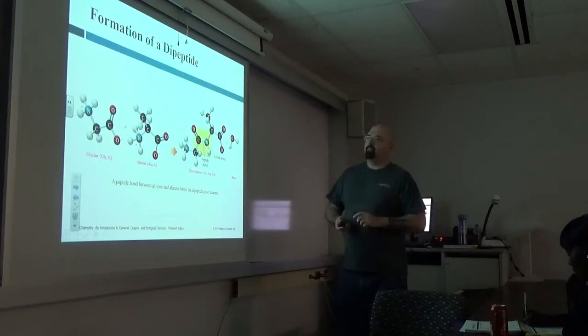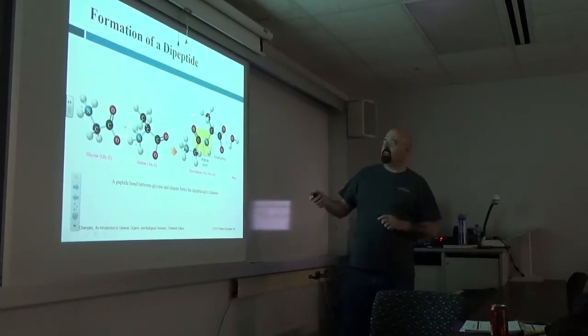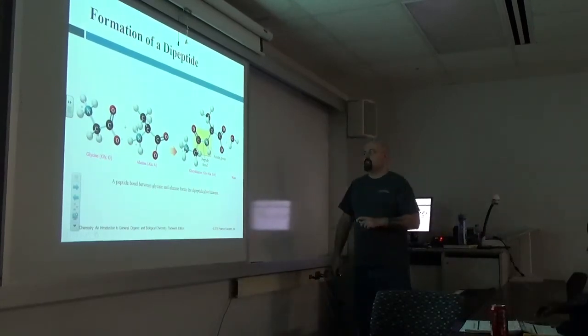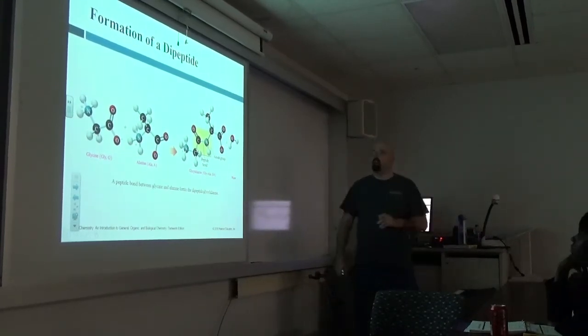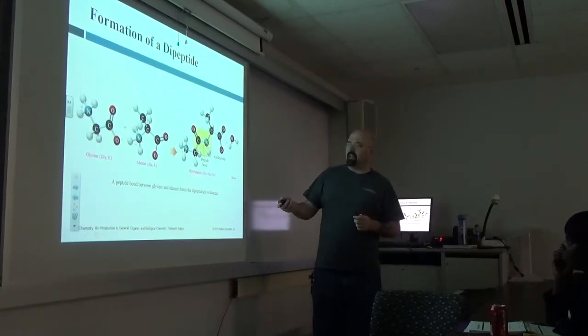So here we have 2 different amino acids. Here's our glycine, here's our alanine. We're going to combine the 2 and pop off a water molecule. And here we get that peptide bond between our glycine and our alanine, giving us something that we can write out multiple ways, but the simplest way is to write it as glycoalanine.